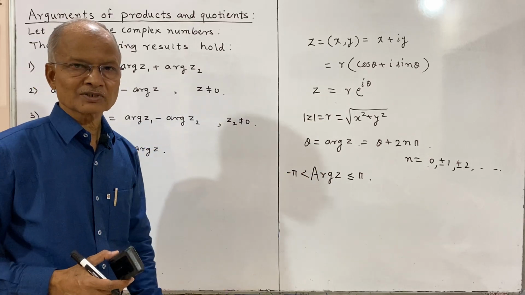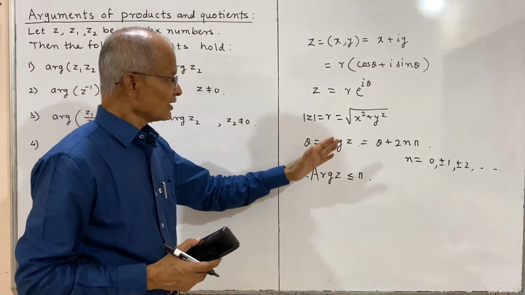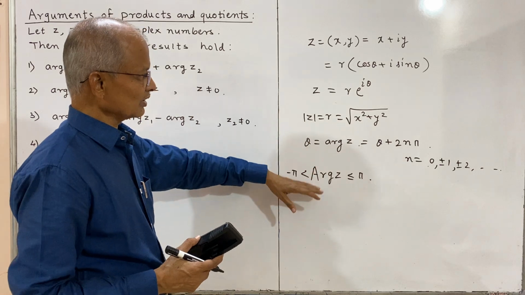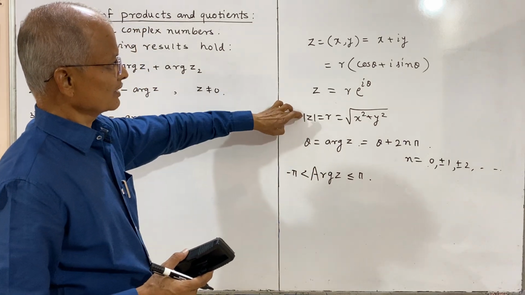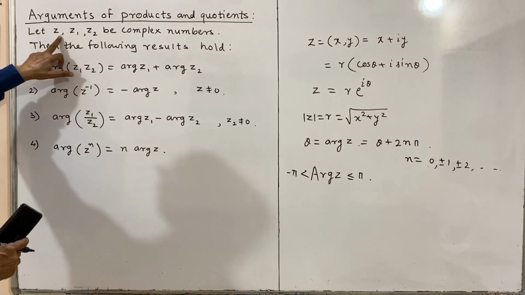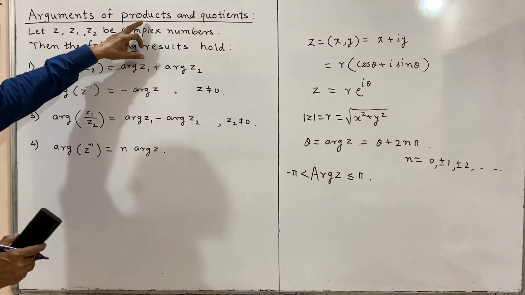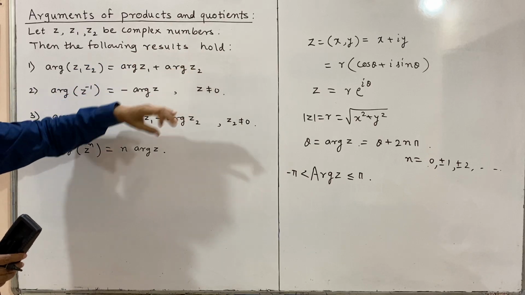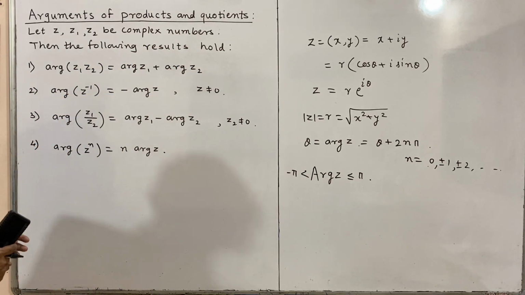So, this part we have studied in our earlier lecture. You may please see that lecture so that you can understand this, and that will be a revision. Now, what we are going to study is arguments of product of complex numbers, quotient of complex numbers, and power of a complex number also.